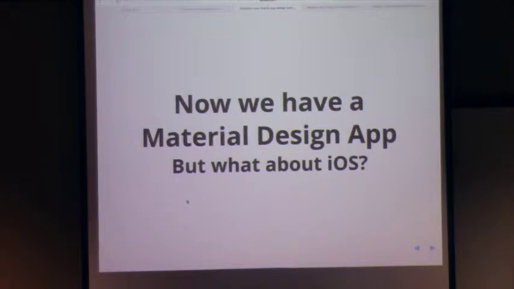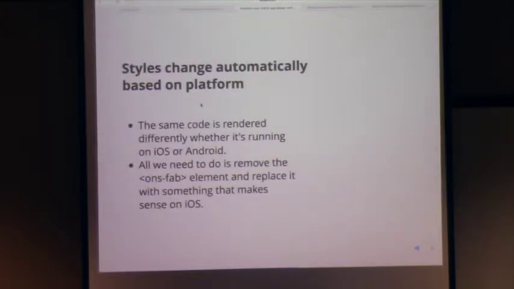So we have created a material design UI for a material app. How do we go on to, if we put this on an iOS device, it would look like Android? So what do we do? Actually, we're implementing automatic styles based on platform. It depends on the platform where you deploy your app, so it's rendered differently depending on iOS or Android.